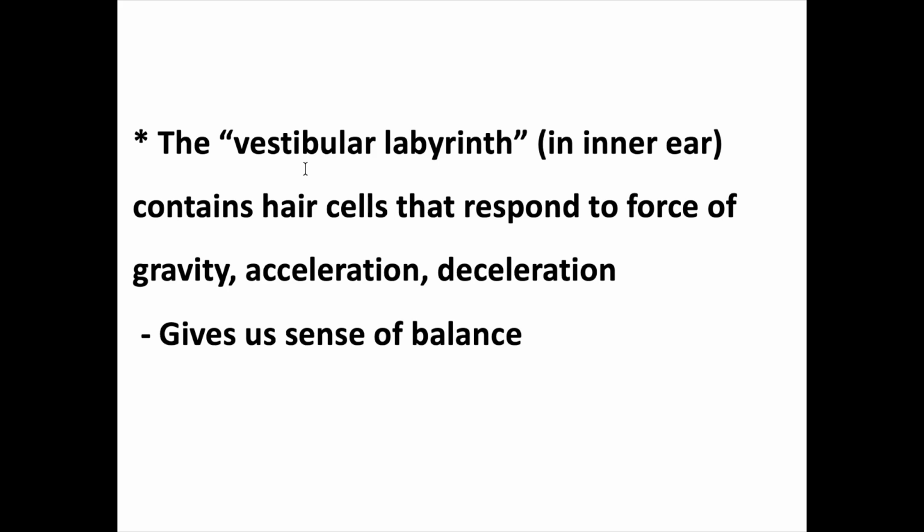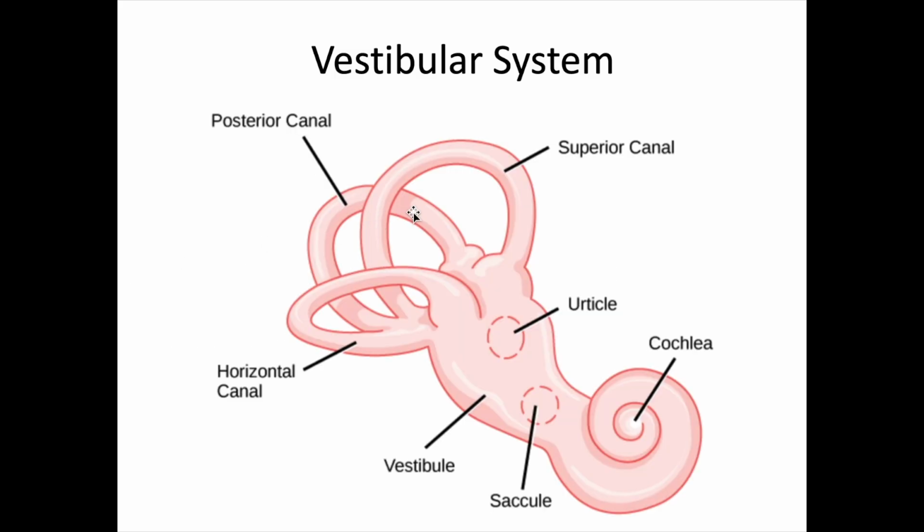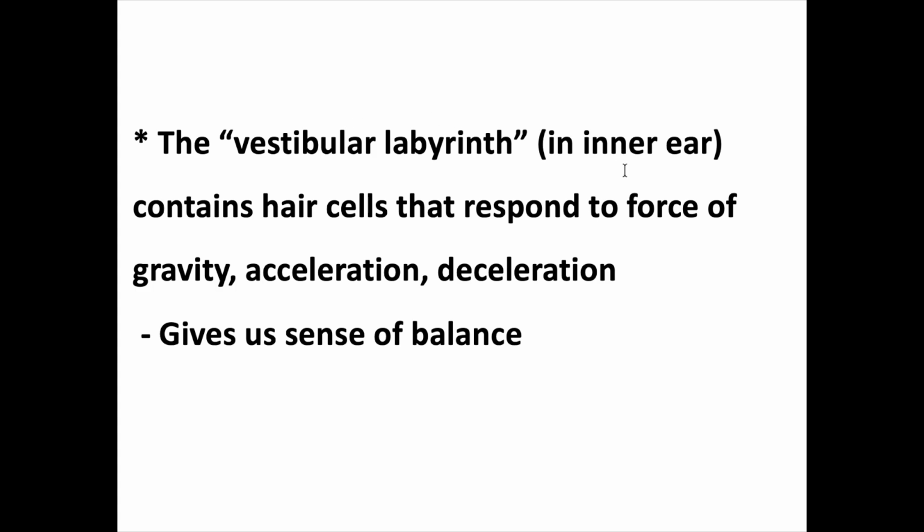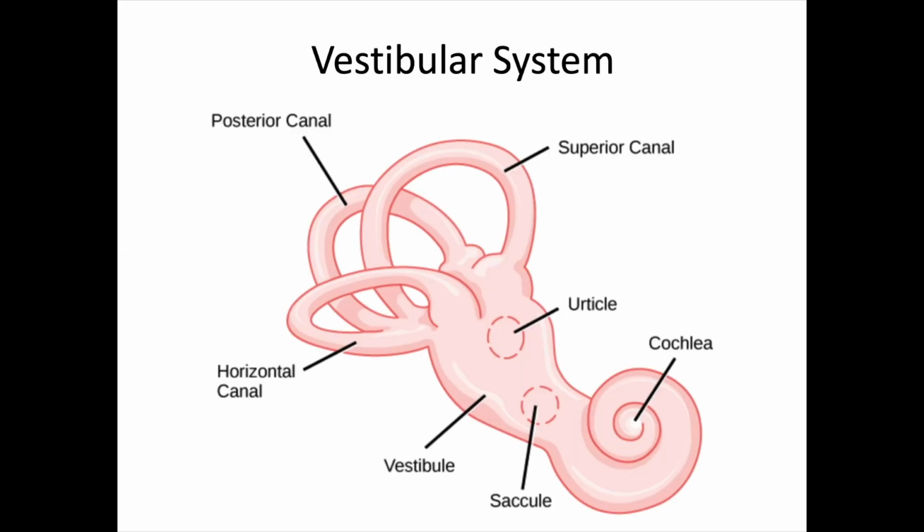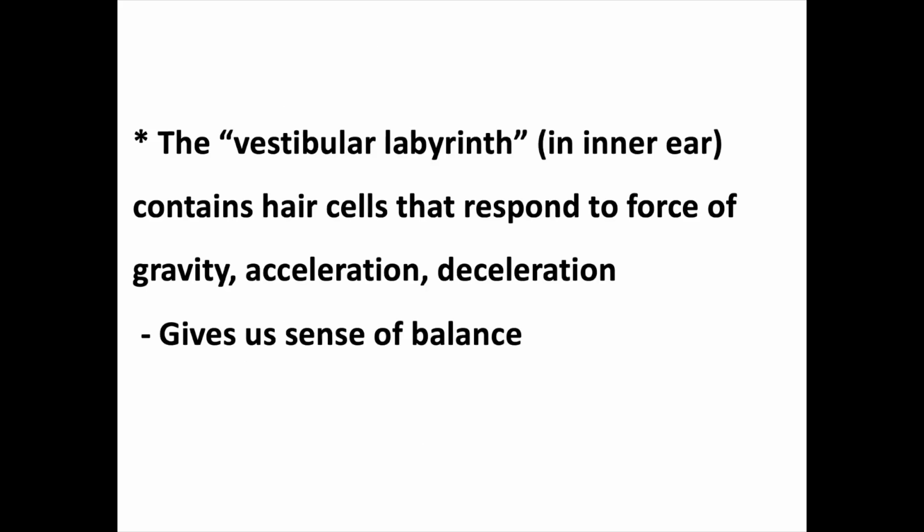So this vestibular labyrinth, as it's called, because it kind of looks like a maze of loops, I guess. The vestibular labyrinth, which is part of the inner ear, contains more hair cells, but they respond to the force of gravity, acceleration, deceleration. So this helps give us a sense of balance. Even if your eyes are closed on like a dark roller coaster or something like that, you can sense when your body is moving or when your body stops moving or when force of gravity is applied upon you. It's because of these hair cells in this vestibular system. Again, not really our sense of hearing, kind of a fun bonus.